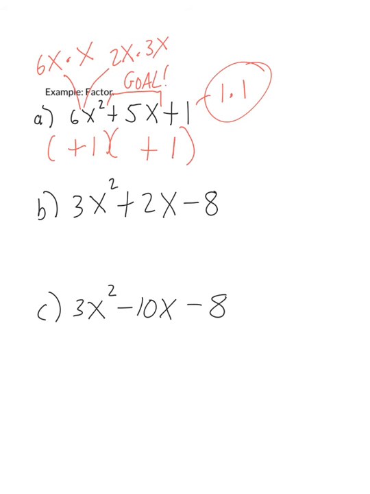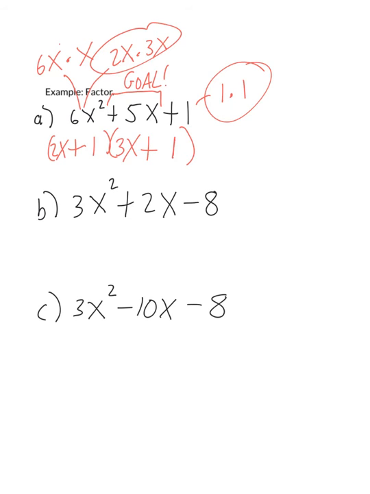Should we use 6x times 1x, or should we use 2x times 3x? I like to start with the smaller pair of numbers overall and go from there. So I'm going to start with 2x times 3x, and I'm going to throw them in there. And then it's literally guess and test to see if we got back the original expression.